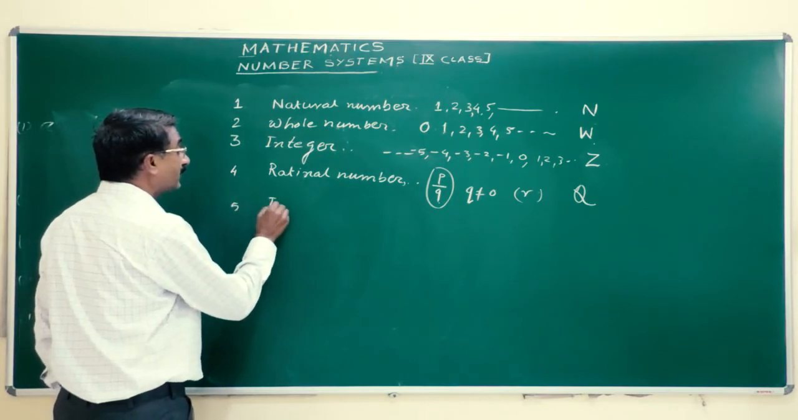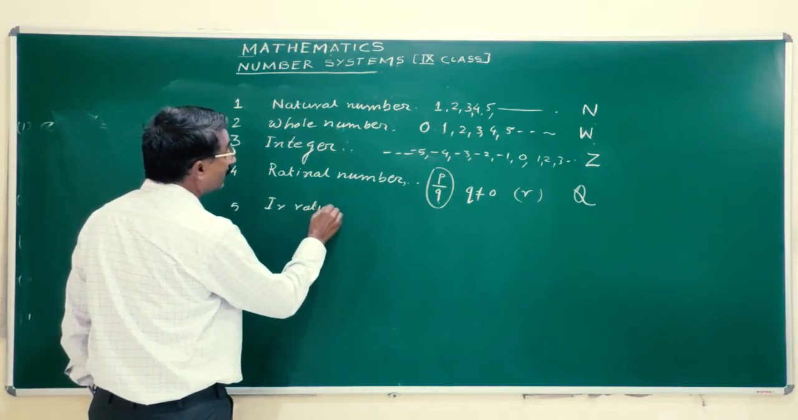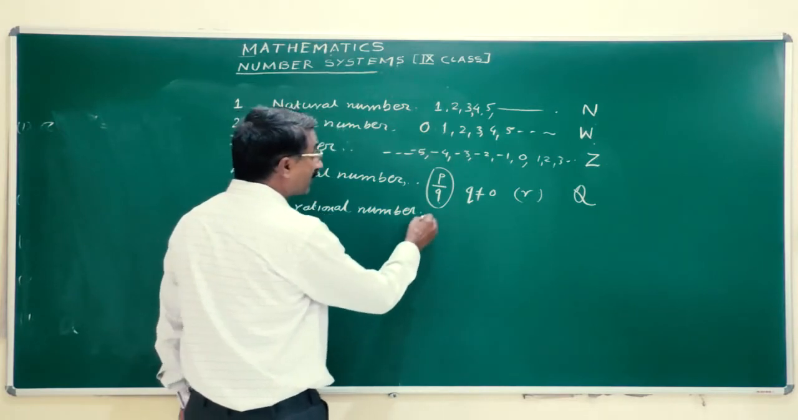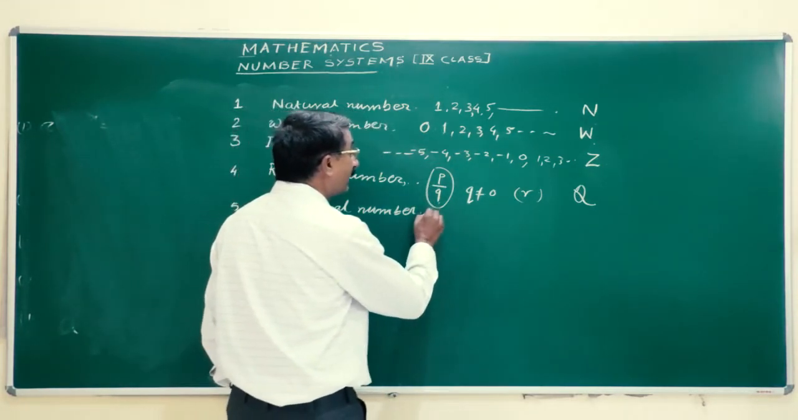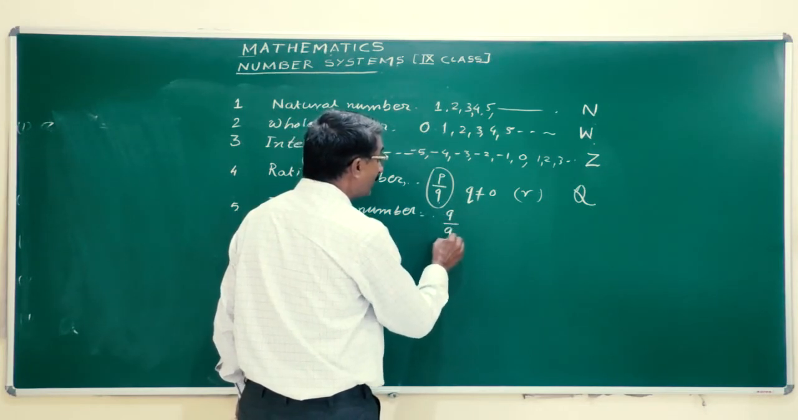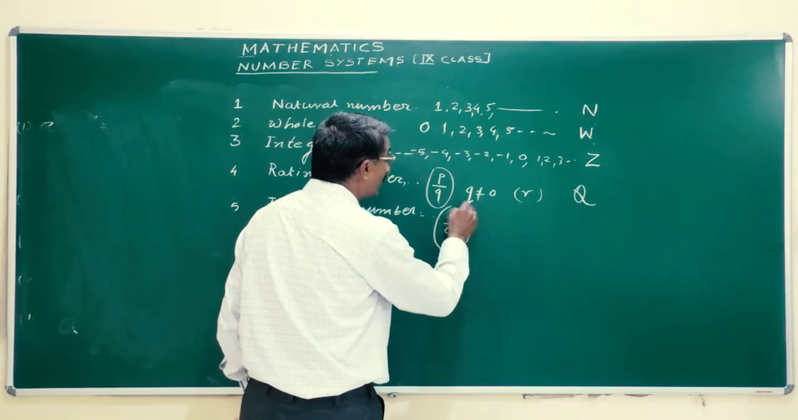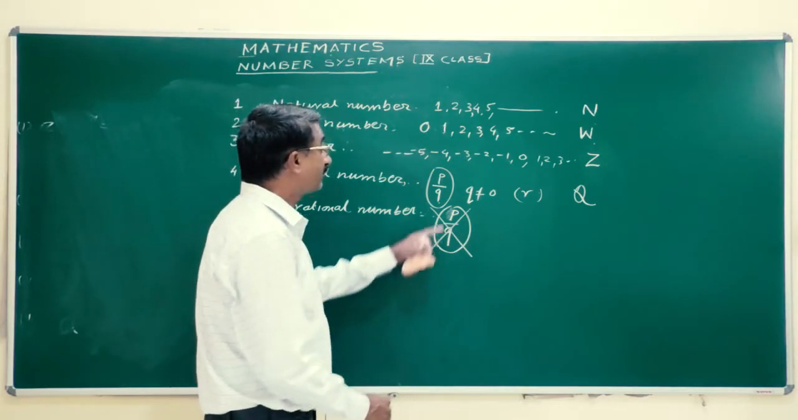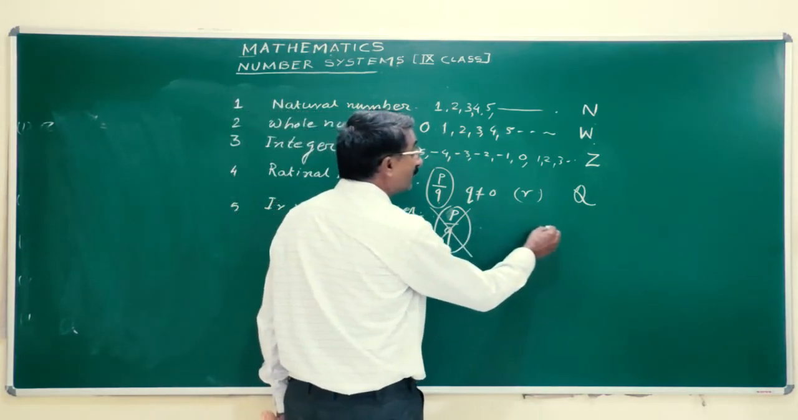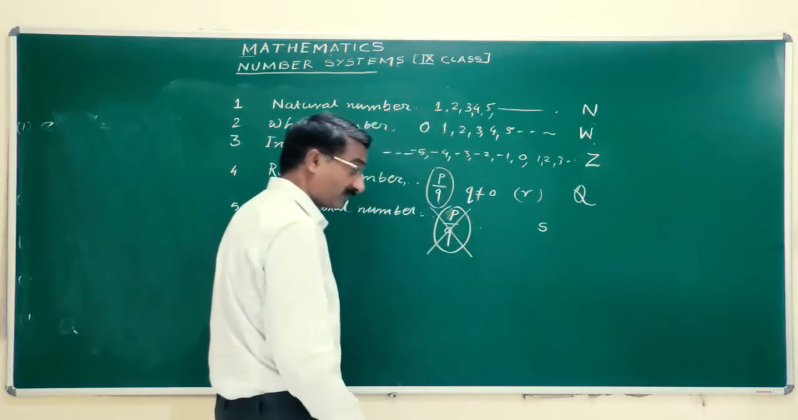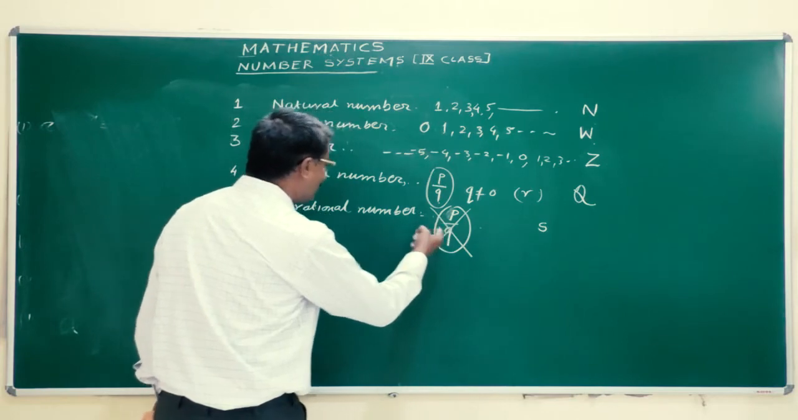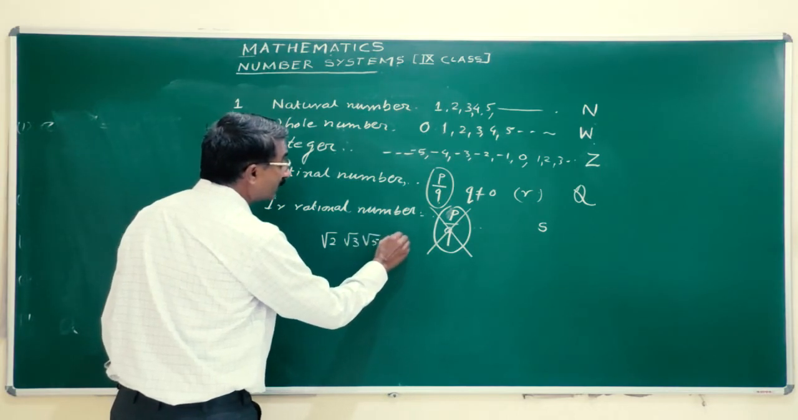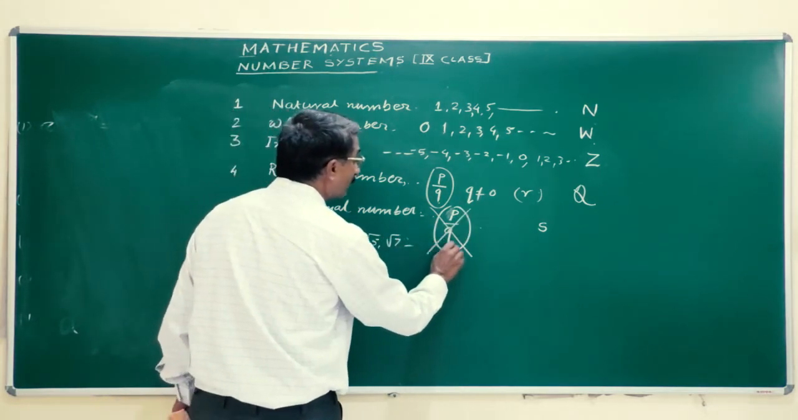Fifth one, irrational numbers. Irrational numbers mean you cannot write them in the form of P by Q. All those numbers which cannot be written in the form of P by Q are denoted by S. These numbers are under root 2, under root 3, under root 5, under root 6, under root 7 and so on.